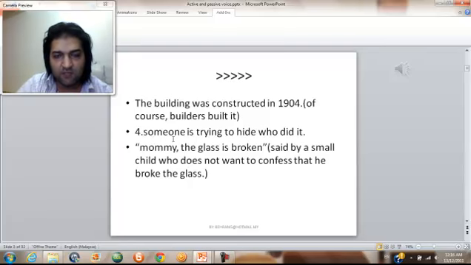4. Sometimes someone is trying to hide who did the action. For example, when we say, Mommy, the glass is broken, we don't want our mother to understand who broke the glass. We don't want to confess that it was me that broke the glass. So we say, Mommy, the glass is broken, as said by a small child who does not want to confess that he broke the glass.